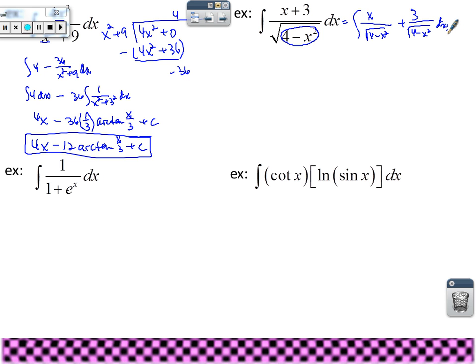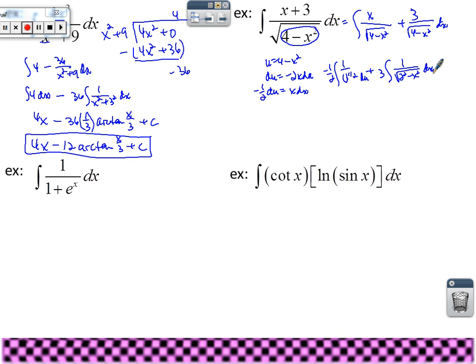So let's set up our first one. u would be 4 minus x squared, and du would be negative 2x dx. I don't have a negative 2, so I would move that over to the du side. Negative 1/2 du equals x dx. So let's rewrite that integral. I have the negative 1/2, and that x dx goes away, and then I have 1 over u to the 1/2 du, plus 3 times the integral of 1 over the square root of 2 squared minus x squared dx. Okay, so those would be our integrals. Everybody okay with that? Yes?